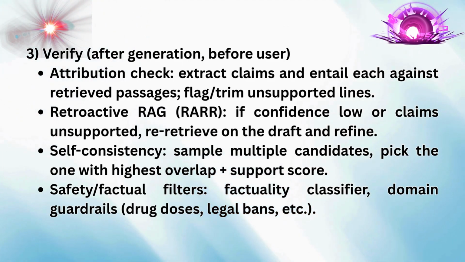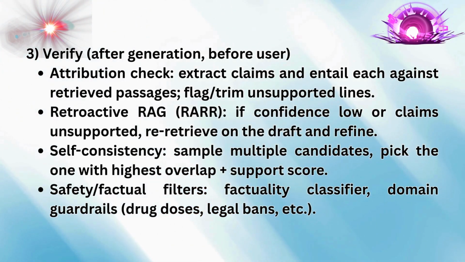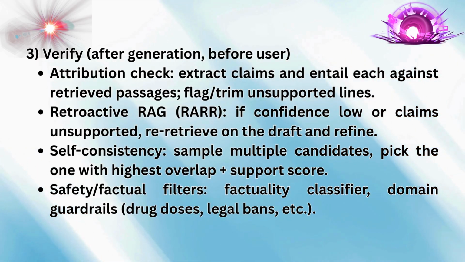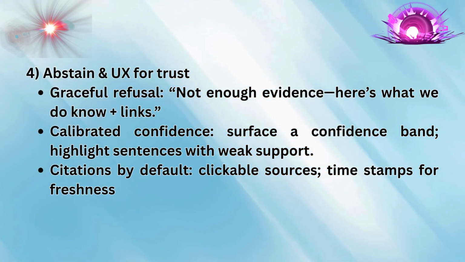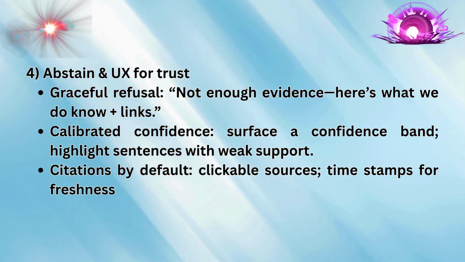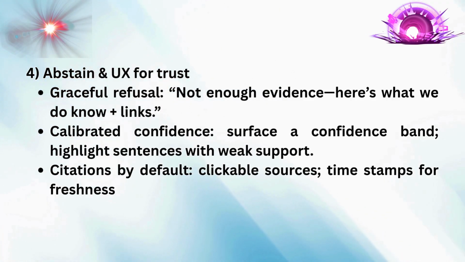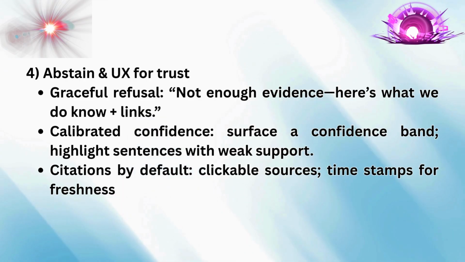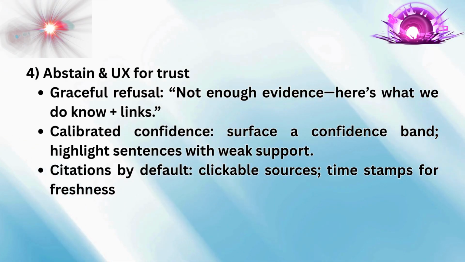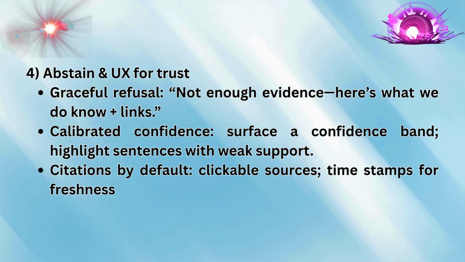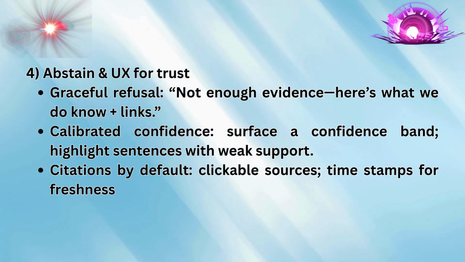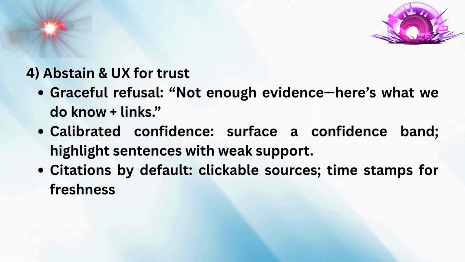Safety and factual filters: factuality classifier, domain guardrails, drug doses, legal bans, etc. 4. Abstain in UX for trust. Graceful refusal: not enough evidence. Here's what we do know, plus links. Calibrated confidence: surface a confidence band, highlight sentences with weak support. Citations by default, clickable sources, timestamps for freshness.